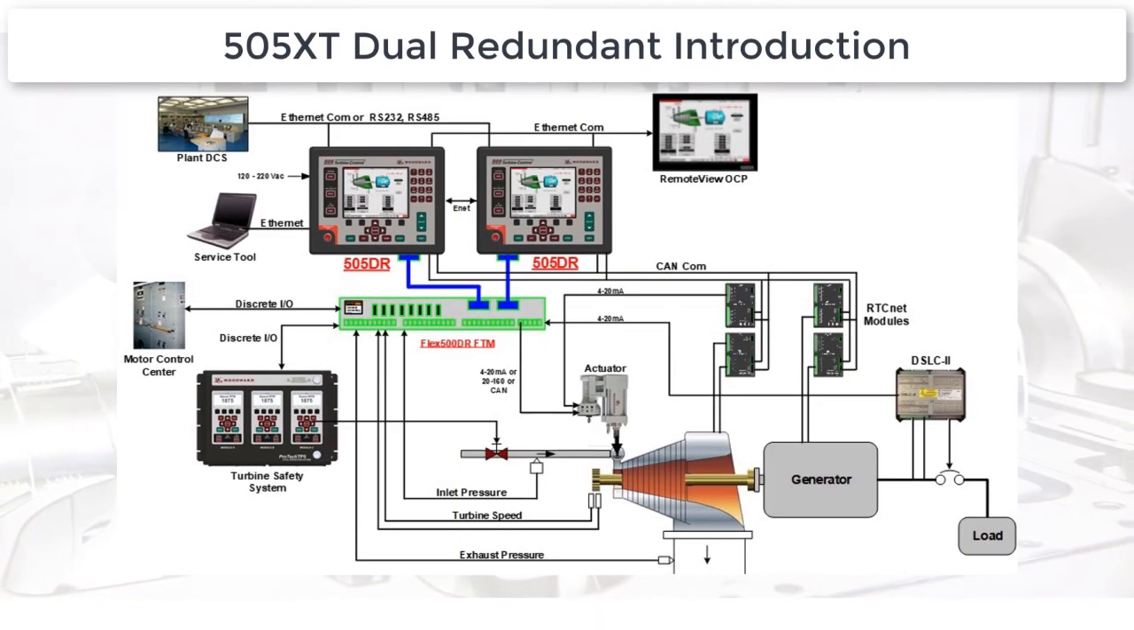In this video, we are going to overview the new 505XT dual redundant, or 505DR, which is the latest release in the 505 product line. The 505DR allows two 505XT units to be applied together in a redundant configuration in order to increase overall system reliability and availability.